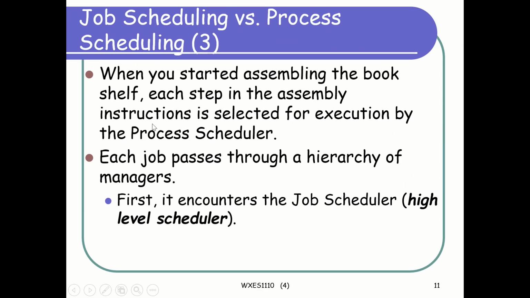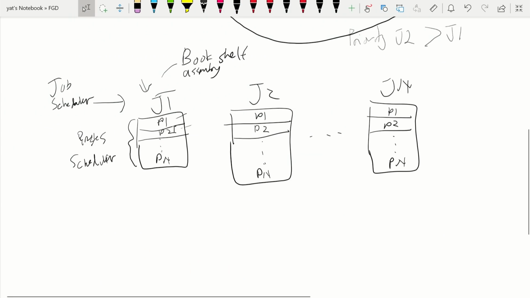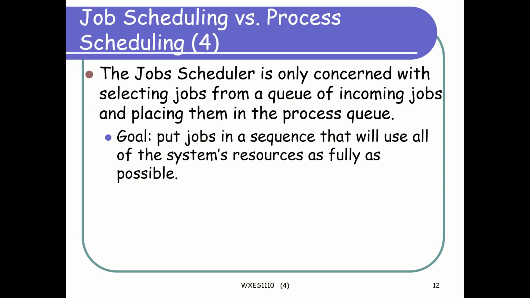Each job passes through a hierarchy of managers. First, it encounters the job scheduler, the high level scheduler. If you follow the hierarchy, the highest one is the job scheduler. Second is the process scheduler. The job scheduler is only concerned with selecting jobs from a queue of incoming jobs and placing them in a process queue. The goal is to put jobs in sequence that will use all the system resources as fully as possible.